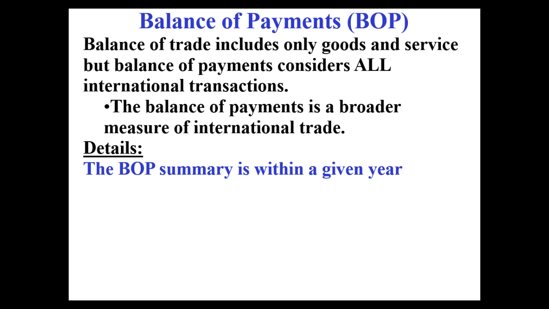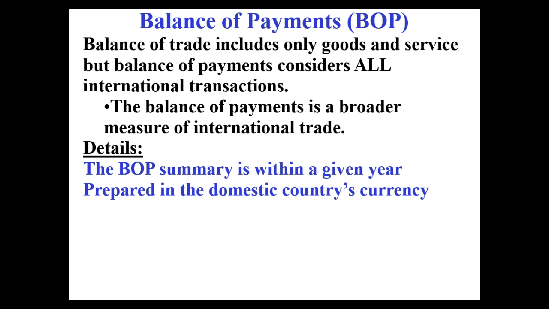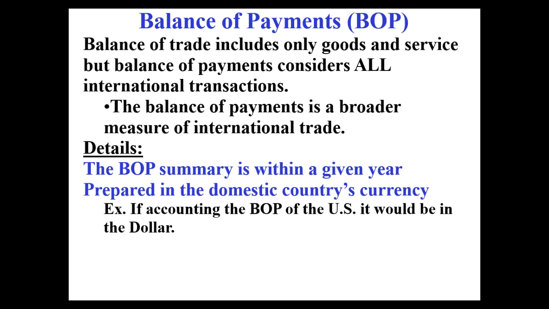So when you look at balance of payments, it's better than balance of trade, because balance of trade only talks about goods and services, period. Balance of payments considers all international transactions. Balance of payments is a broader measure of international trade. And just like GDP, it's one given year. It's prepared in the domestic country's currency. So if we're talking about Mexico, we'd be doing the peso. If we were talking about Spain, the euro. Great Britain, the pound, and so on.